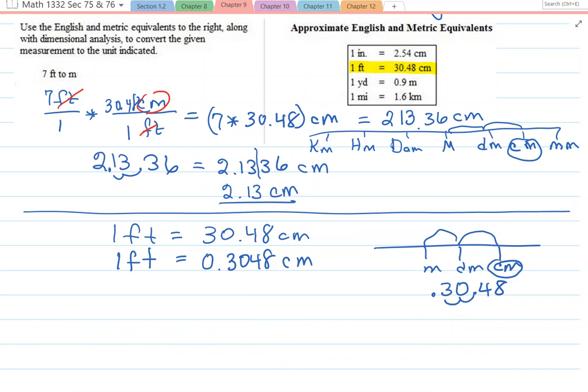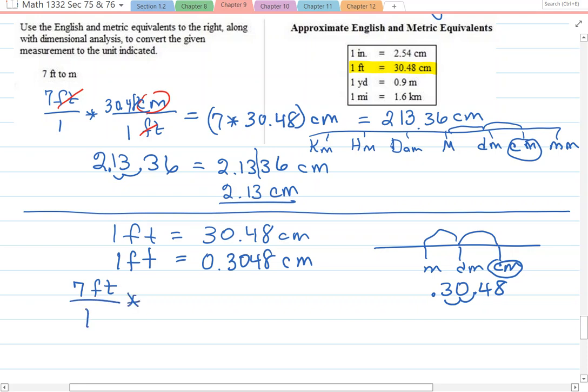Okay, so now I have my conversion. So I still have the 7 feet. I'm going to multiply my unit fraction. One foot. I cross out these guys, and I end up with a multiplication.